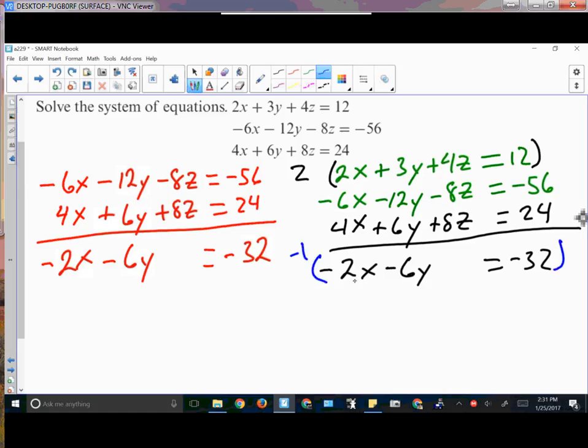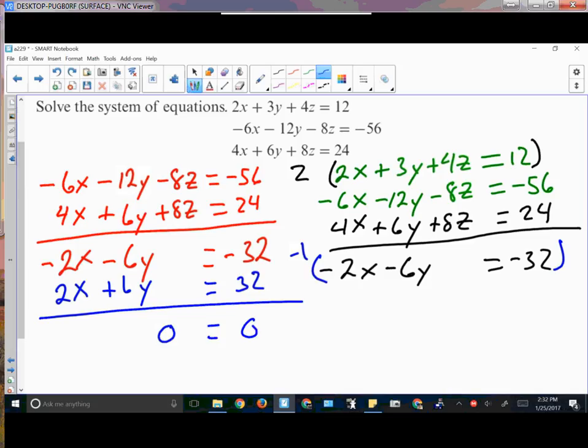So negative 1 times negative 2 is 2x. Negative 1 times negative 6y is 6y. Negative 1 times 32 is equal to negative 32. So when I combine these together, that disappears, I get 0 over here. That disappears to 0. 0 is equal to 0.